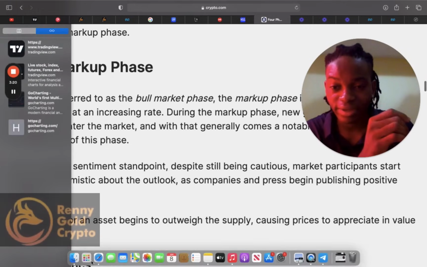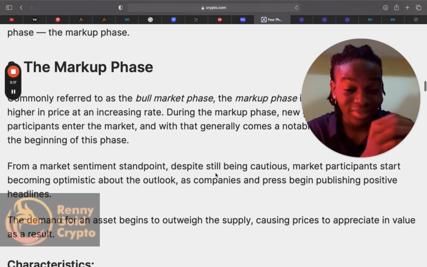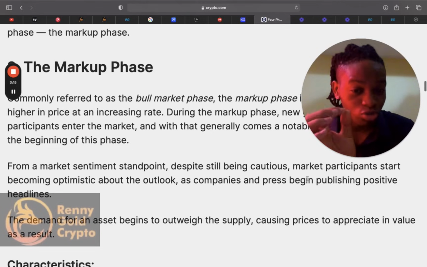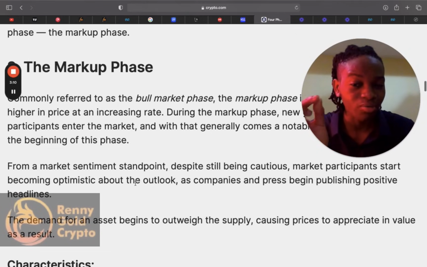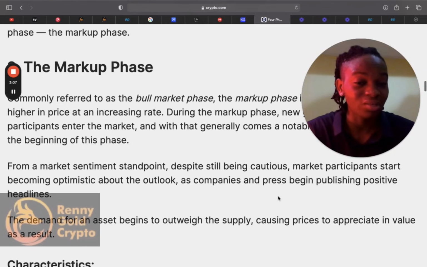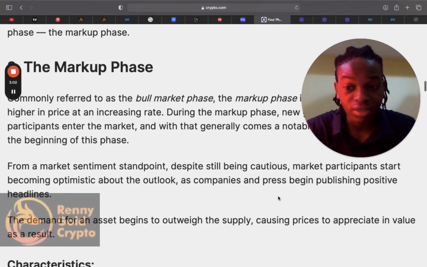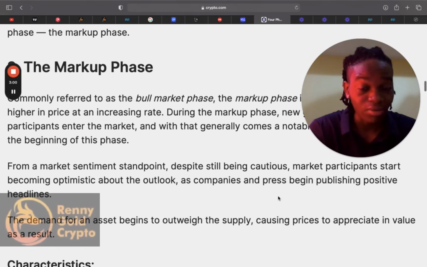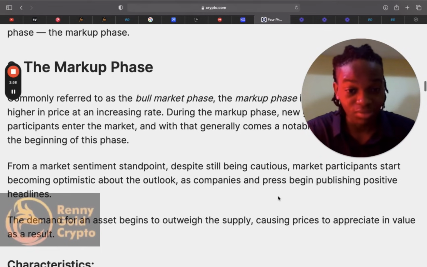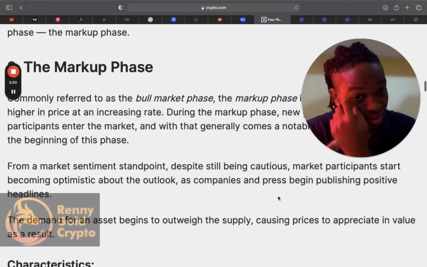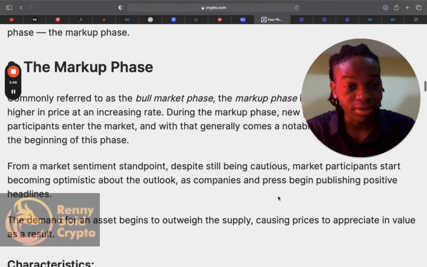So from a market sentiment standpoint, despite still being cautious, market participants start becoming optimistic about the outlook as companies begin publishing positive headlines, which is actually happening now, because if you check, there is a lot of sentiment out there. They are even posting news saying that Bitcoin is going to be there and so on. As all of this comes by, the market is getting more volume, and you want to be part of the market.